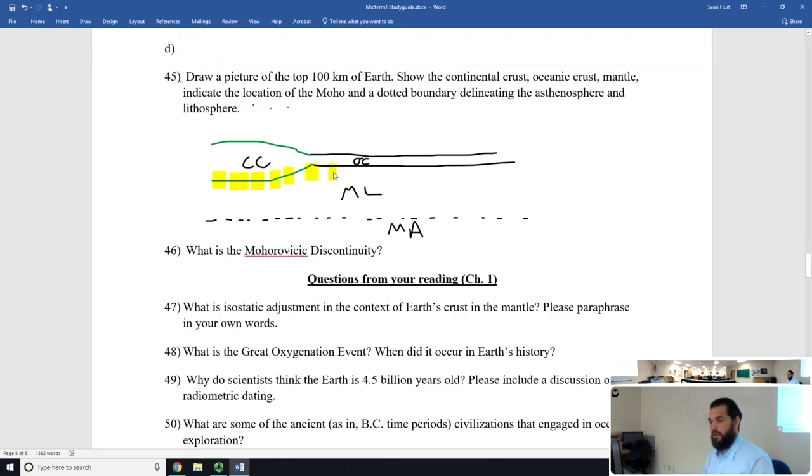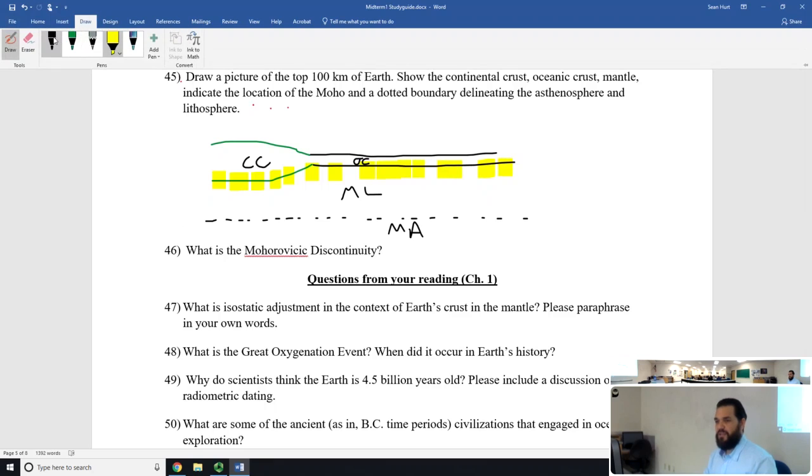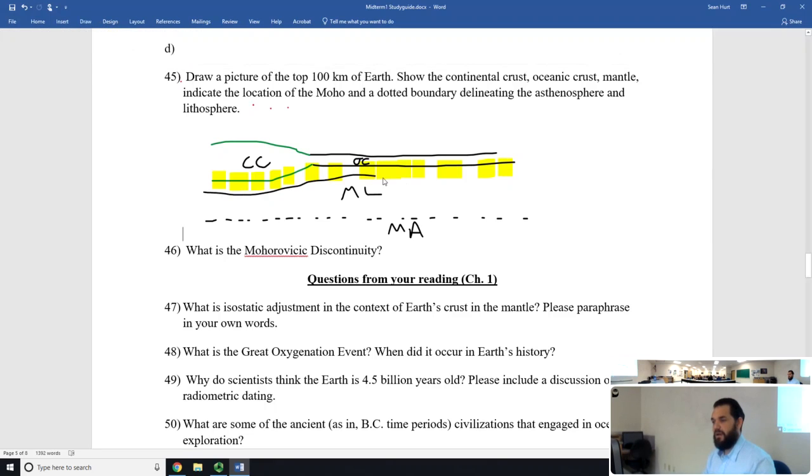So this is the MOHO here. It's just the boundary between crust and mantle. Make sure that you don't draw two lines here, because I noticed that some people drew another line. So this is the MOHO, and that's not the MOHO. The MOHO is this line right here that you already drew. It's just the boundary between the crust and the mantle. Okay, so that's how that is basically supposed to look.